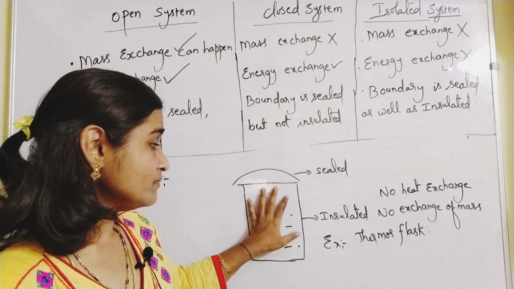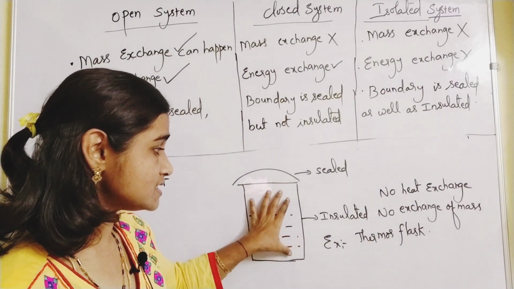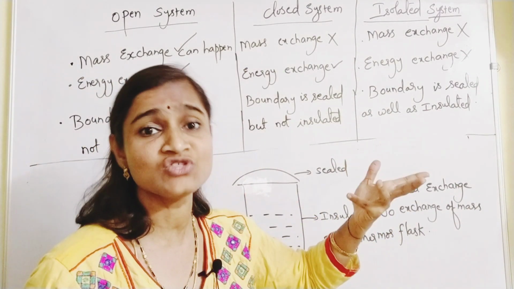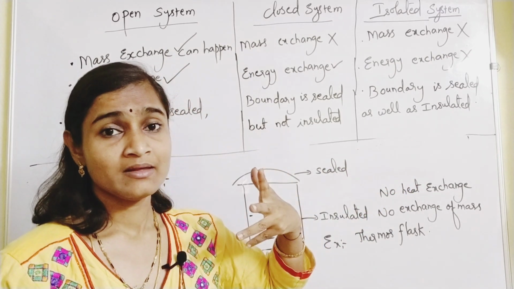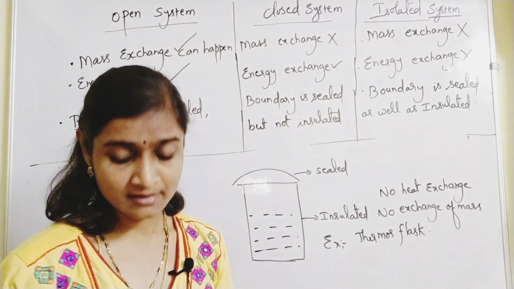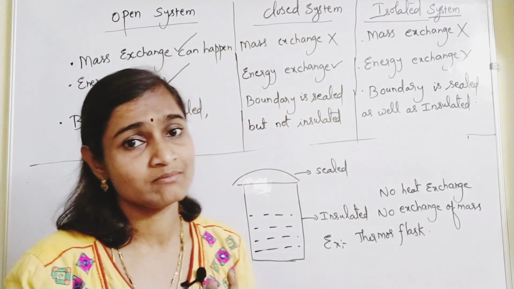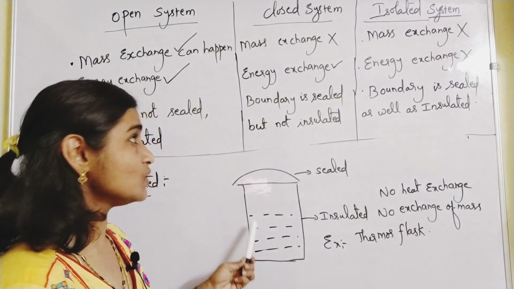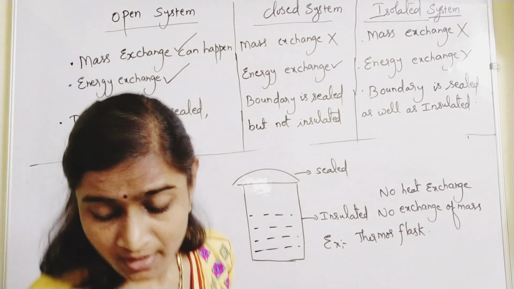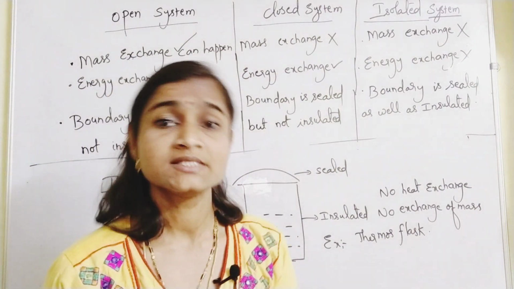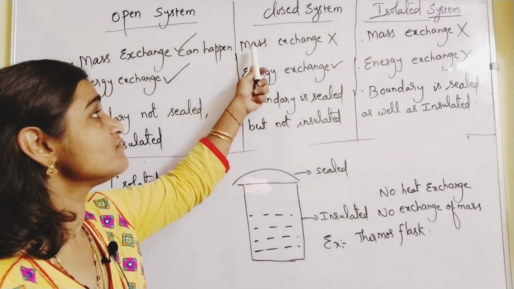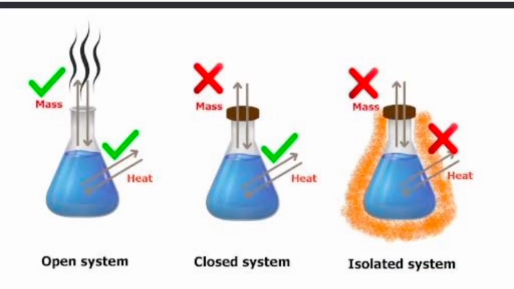From inside the substance, heat won't go out. No exchange of energy, no exchange. The boundary is sealed. System and surroundings are in no way in contact with each other. So you call it as what? Isolated. So these are the three types of systems based on the exchange of mass and energy.